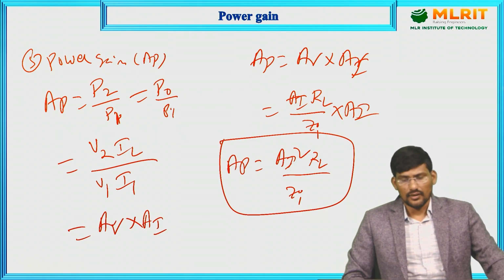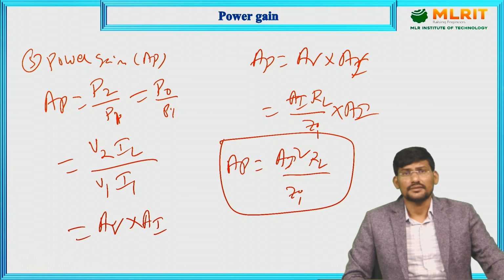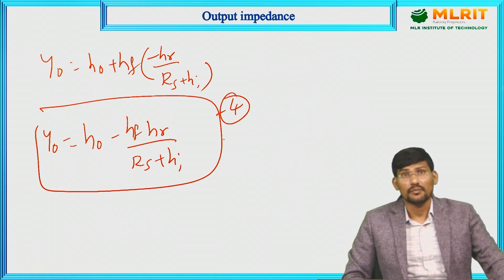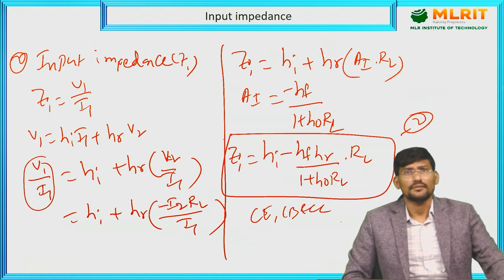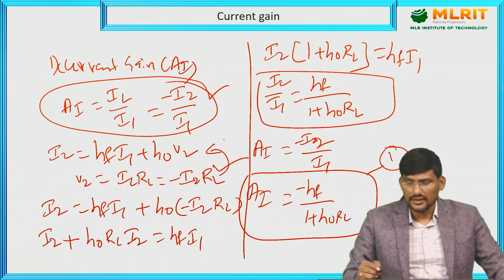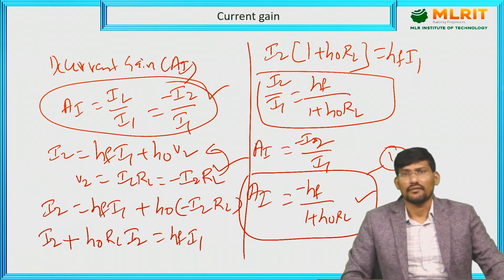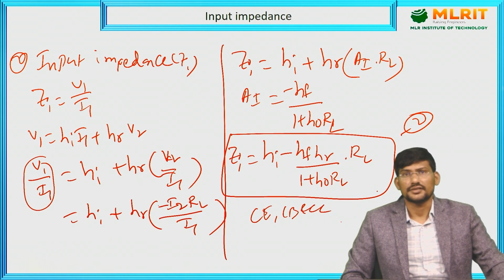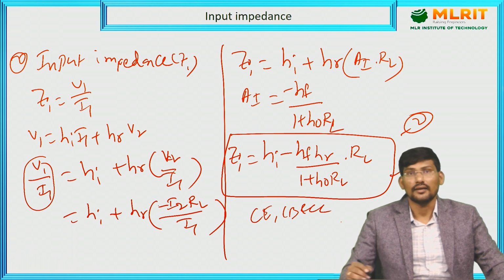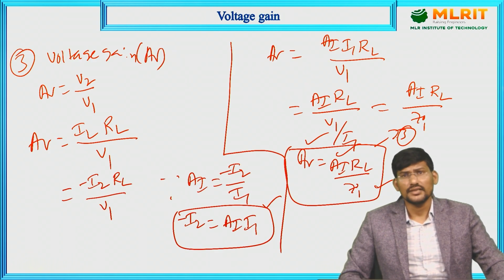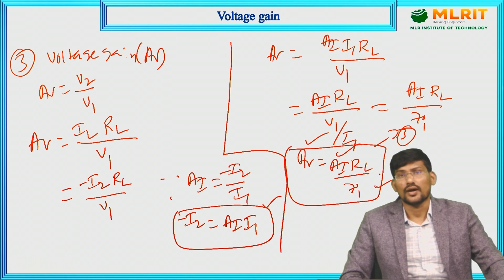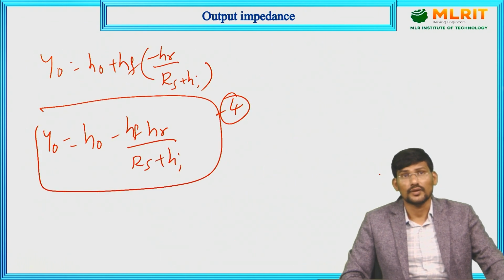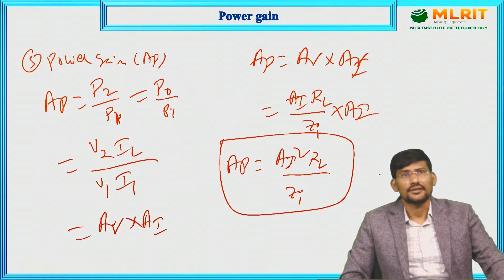Now we derived all the parameters here: input impedance, voltage gain, current gain, and output impedance. Let me go on to the summary here. First one is current gain. The expression for the current gain is minus HF divided by 1 plus H0 into RL. The next one is input impedance, which is HI minus HF HR divided by 1 plus H0 into RL. The third one is voltage gain: AI into RL divided by ZI. The fourth one is Y0 equal to H0 minus HF HR divided by RS plus HI. And the next one is power gain: AI square RL divided by ZI.